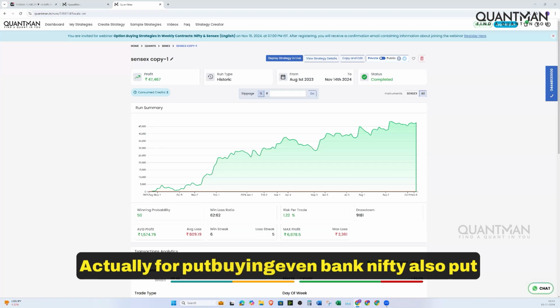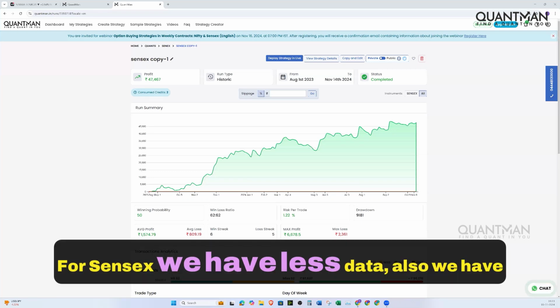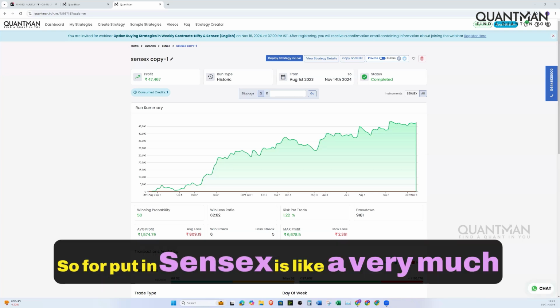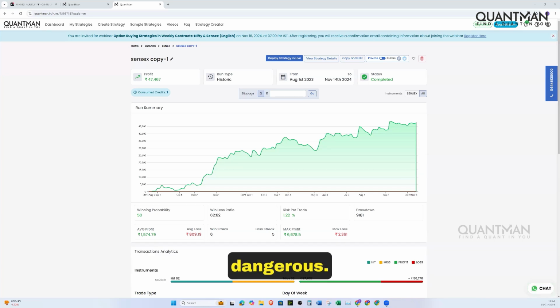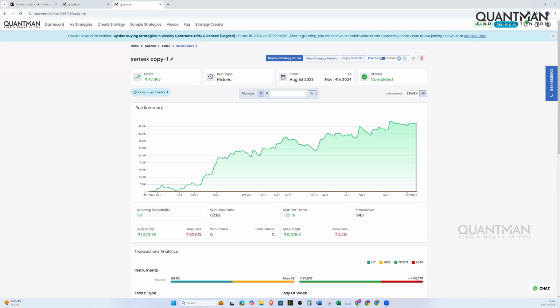Actually, for put buying, even in Bank Nifty, put buying is so hard to create. For Sensex, we have less data. Also, we have more slippage and spikes. So put in Sensex is very dangerous. Now we move to Nifty call option strategy.